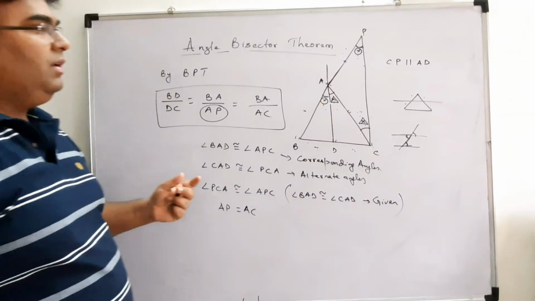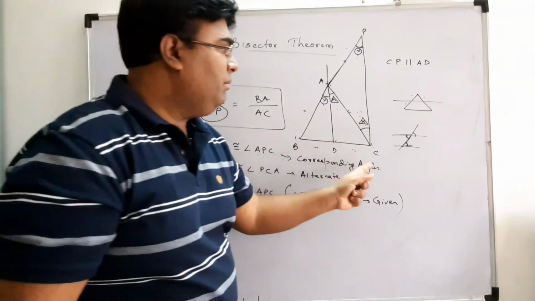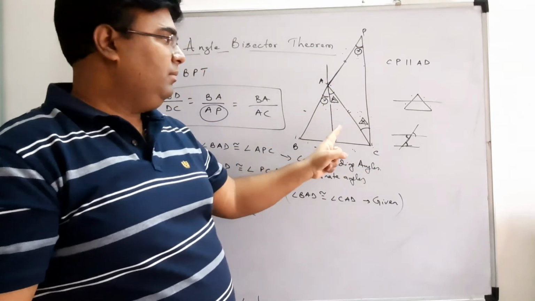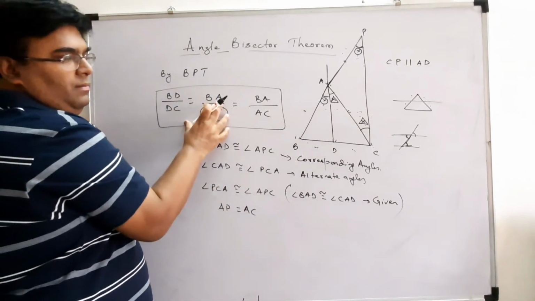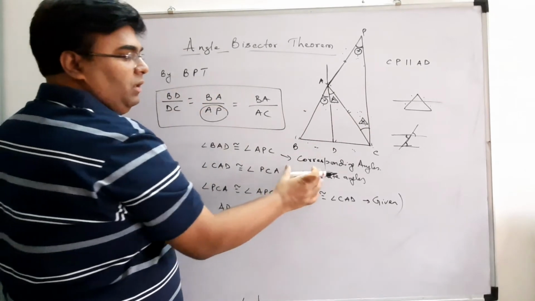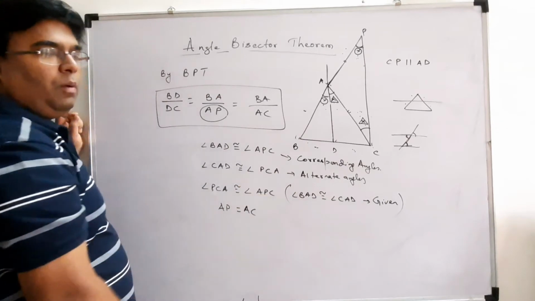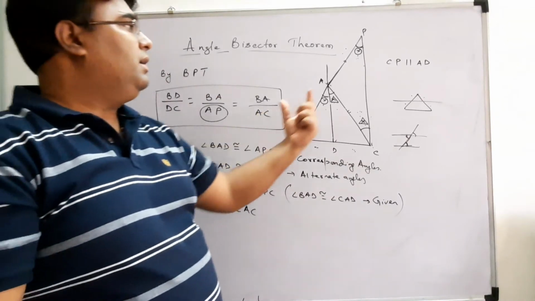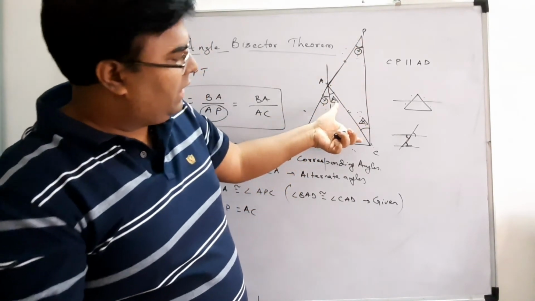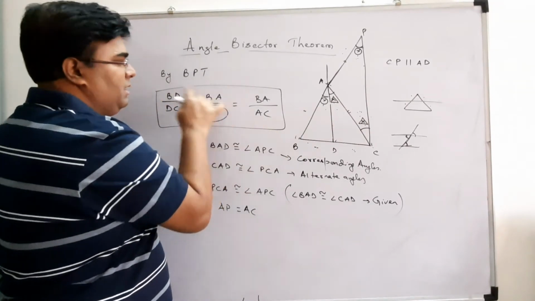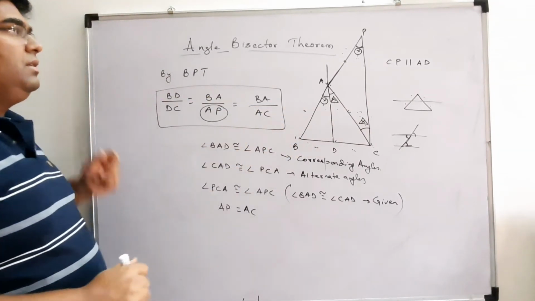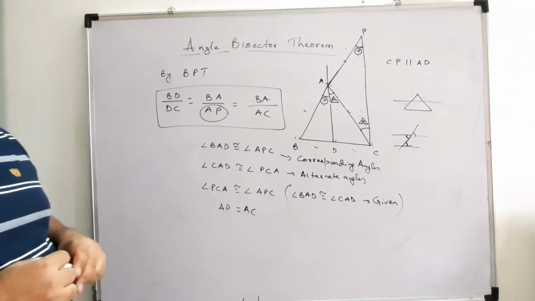Right? What have we done? We have drawn a line parallel to AD, and we have proved according to BPT this ratio first, and then by using the corresponding angle and alternate angle property, we have shown that this AP is equal to AC, and replace this AP by AC, hence our theorem is complete. Okay.